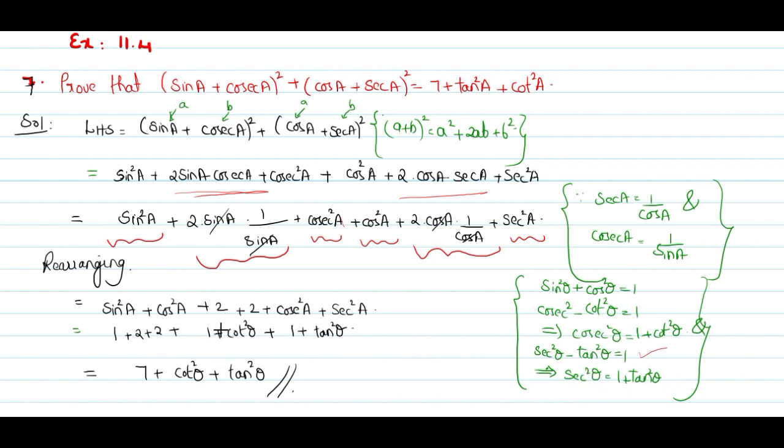So, now coming back to our question. Till here we have done. So, the cosecant square theta can be written as 1 plus cot square theta, that is what we have written here. Then we have secant square theta can be written as 1 plus tan square theta, that we have written. Let us add all the numbers. 1 plus 2 is 3, 3 plus 2 is 5, plus 1 is 6 and plus 1 is 7, and we have cot square theta plus tan square theta. This is nothing but our required RHS, as you can see.